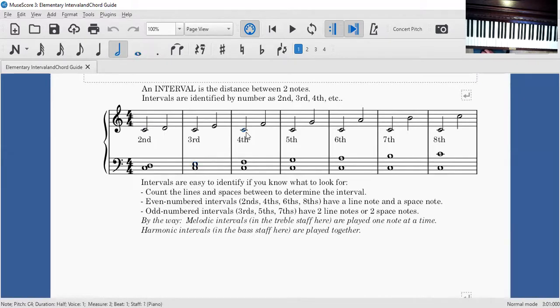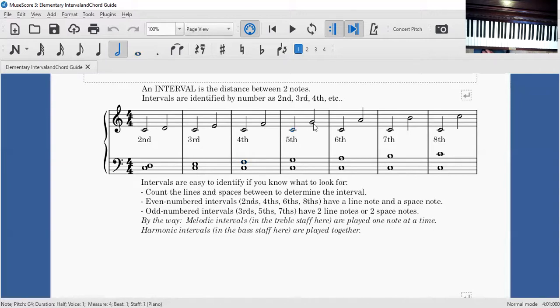Here's a fourth. Here comes the bride. C and F. Middle C is a line note, F is a space note. In the bass clef, C is a space note, F is a line note. Even numbered intervals, like seconds and fourths, have one line note and one space note. Interesting, huh?